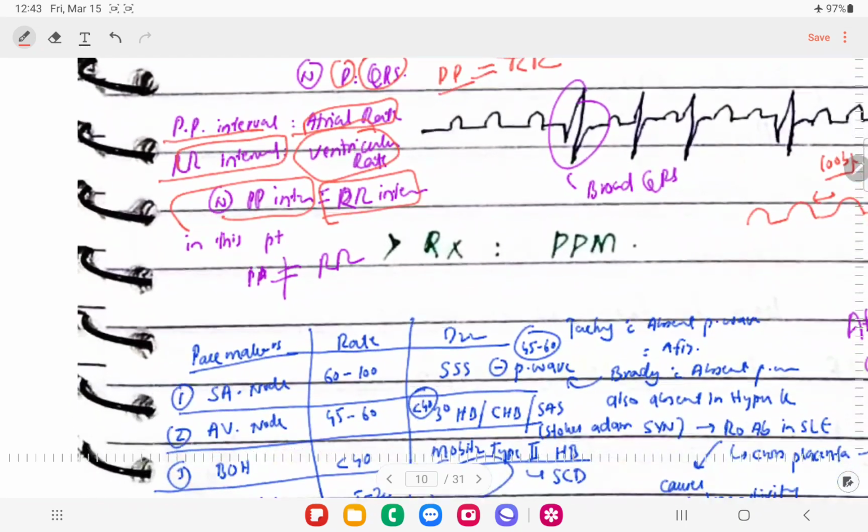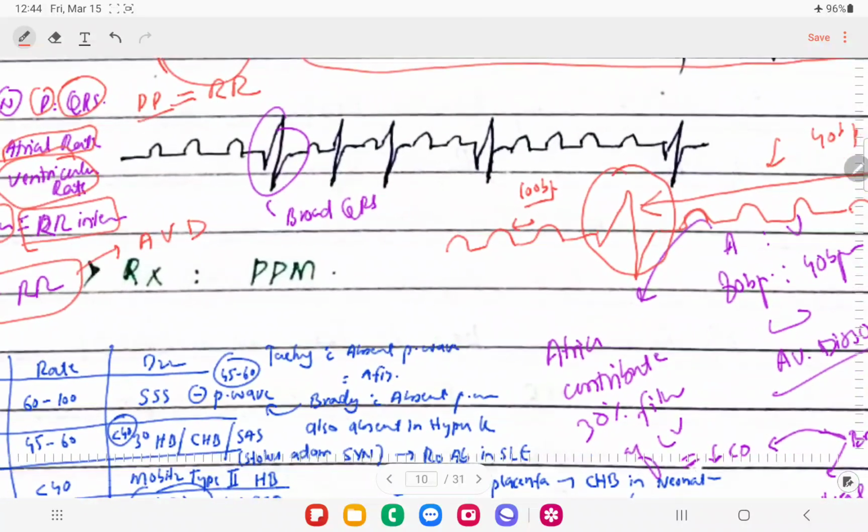So in these patients with third degree heart block, as atria are contracting on the directions of SA node and ventricle is contracting on the commands of the bundle of His, right? So in these patients we see that the PP interval is not equal to the RR interval. That means atrial rate is not equal to ventricular rate. So this is also known as atrioventricular dissociation, right?